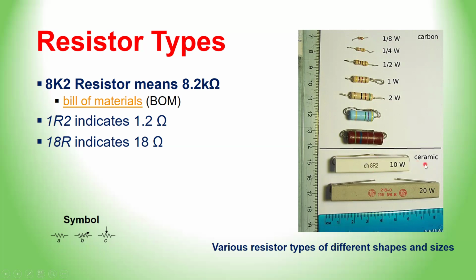Here, this is a ceramic type of resistor. That is the material used to fabricate this one. It is a 10 watt resistor. Here it is a 20 watt resistor. These two are ceramic types.